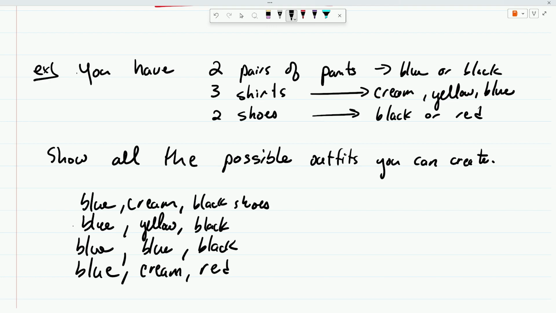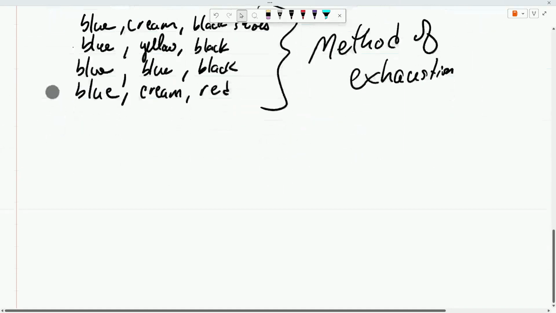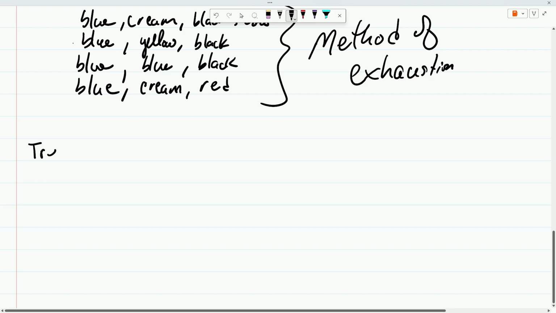All right. And you could just muscle your way through this. All right. We call this the method of exhaustion. Because it is exhausting to do this. It's not fun at all. Another way, a better way to approach the same exact problem is called a tree diagram.